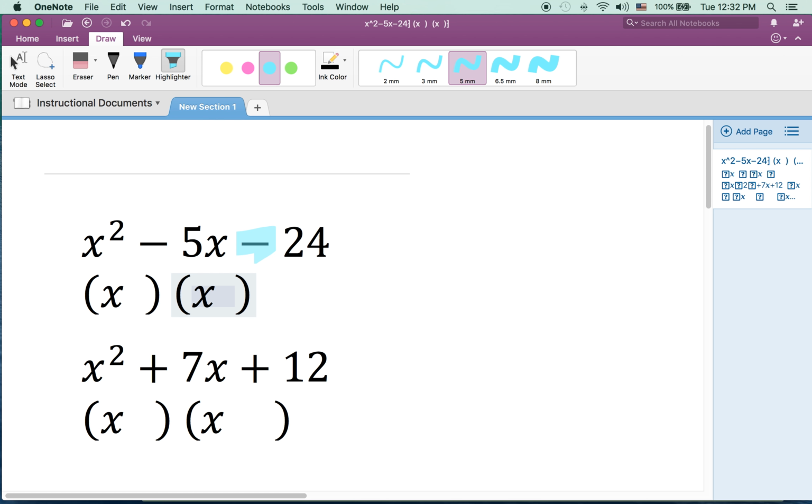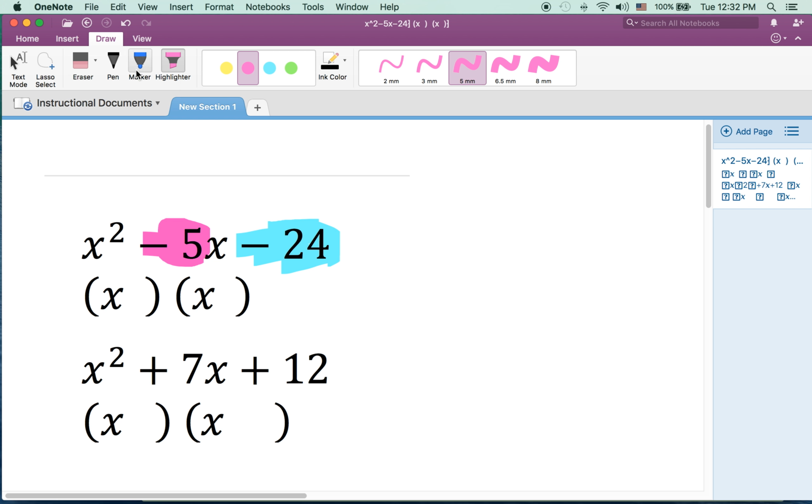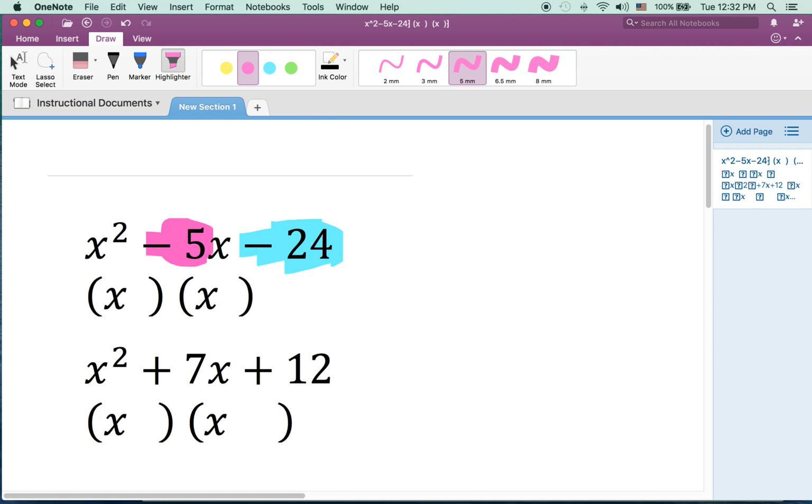So we want them to multiply to negative 24 but add to negative 5. So we want to start thinking about the factors of 24. Well, the factors of 24: 1 and 24, 2 and 12, 3 and 8, 4 and 6.